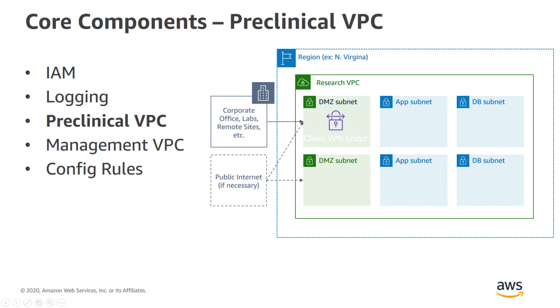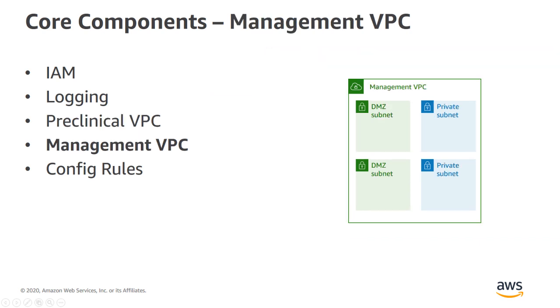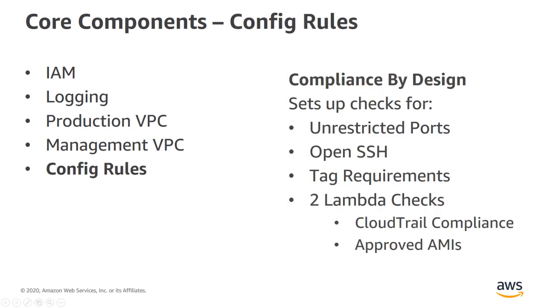So we've talked about the preclinical VPC. We've talked about the management VPC. Now let's talk about some of the config rules that are being set up. It's one thing to be alarmed when things are happening on your AWS account. It's another just to be alarmed when people are doing things in your AWS account, launching stuff the wrong way, and being able to alert and alarm on those things is just as important.